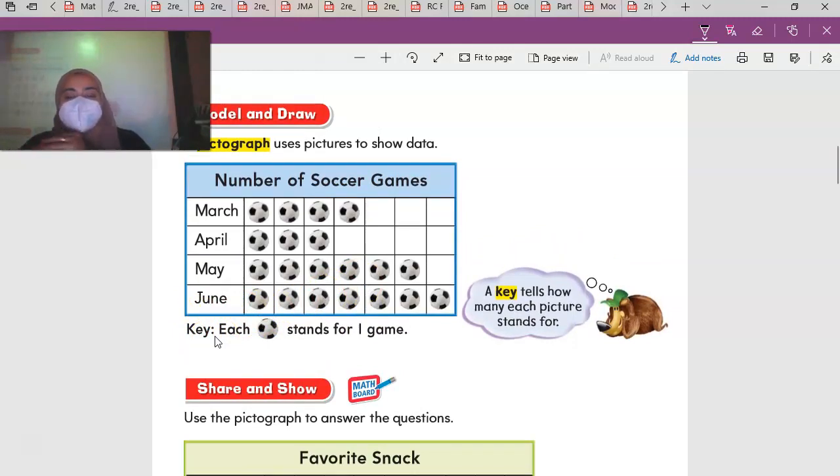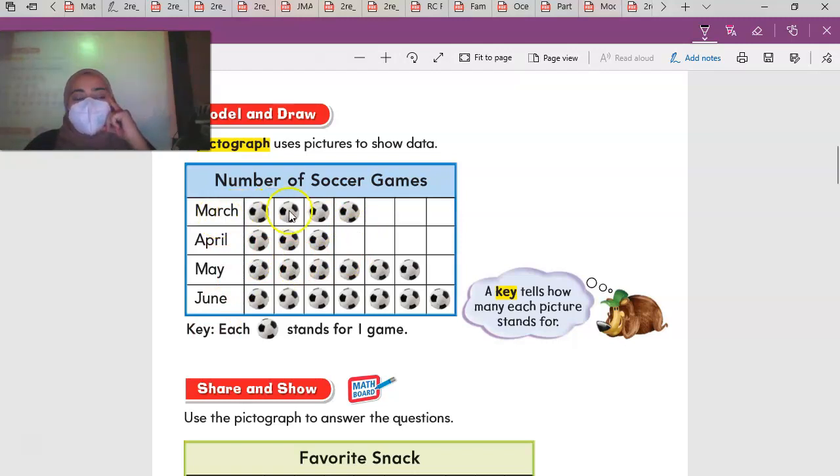A key tells how many each picture stands for. So sometimes they may trick you and they say, well, each picture stands for 2, or each picture stands for 4 or 5, and that way you're counting by 4 or 5 or 2. But here they made it very simple. Each ball stands for one game. So let's read this pictograph.